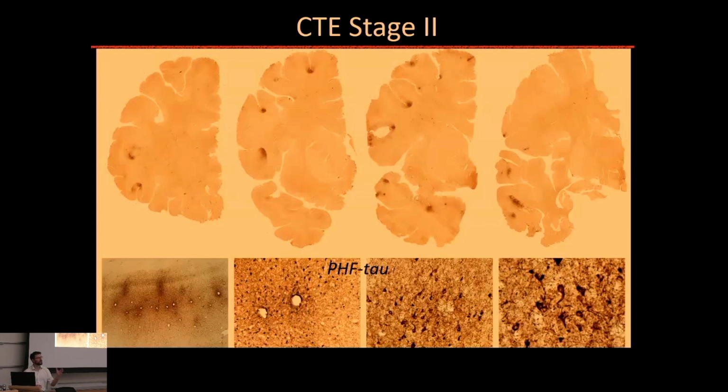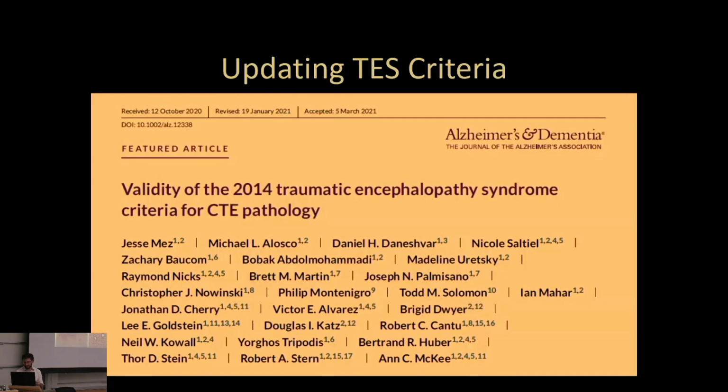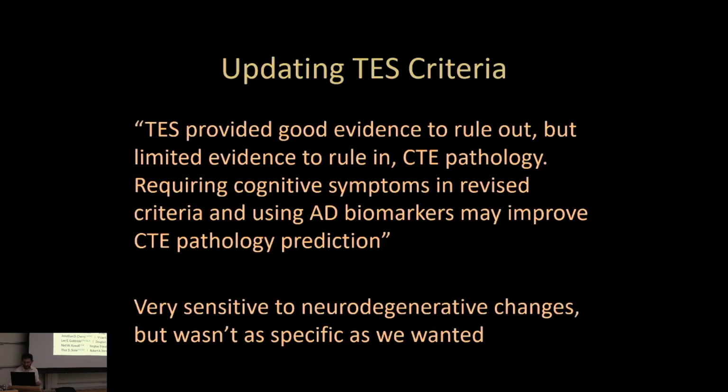How well, using our original criteria, could we diagnose CTE? How good is this? A couple years ago, 3 years ago at this rate, we looked at the validity of that criteria. How well did it work? What it came out showing is that the TES, the original criteria, provided good evidence to rule out, but limited evidence to rule in CTE pathology.